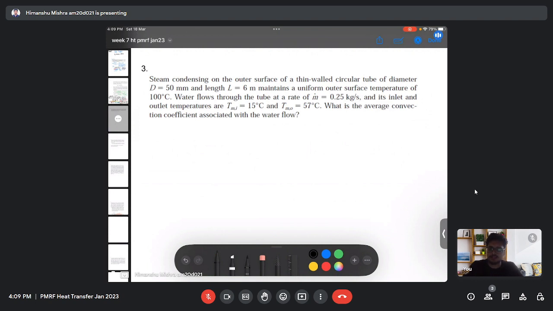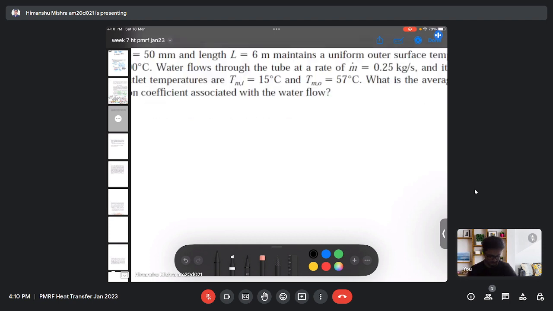In the next question, we have steam condensing on the outer surface of a thin-walled circular tube of diameter 50 mm and length 6 meter, maintained at a uniform outer surface temperature of 100 degrees Celsius. Water flows through the tube at a rate of m dot 0.25 kg per second, and the inlet and outlet temperatures are 15 degrees Celsius and 57 degrees Celsius. These are the mean inlet and outlet temperatures. What is the average convection coefficient associated with the flow?